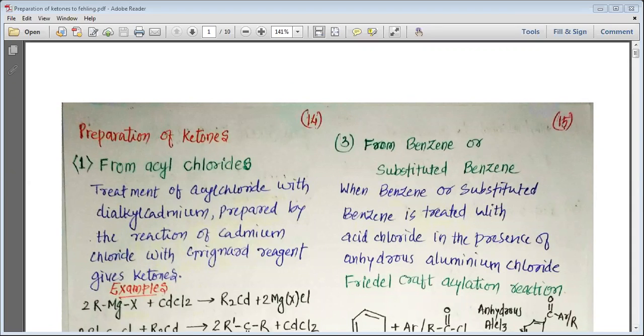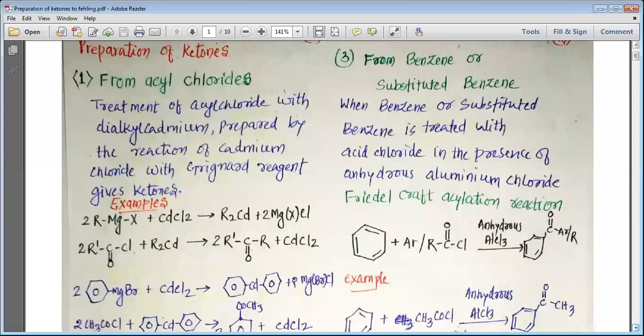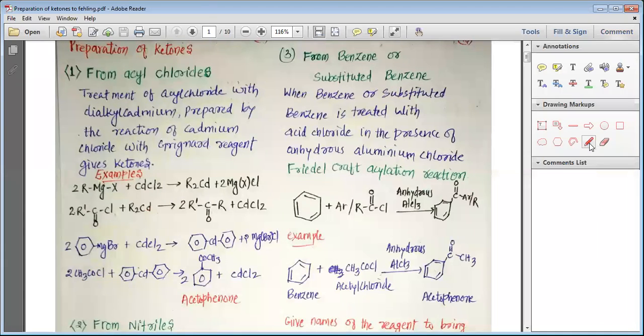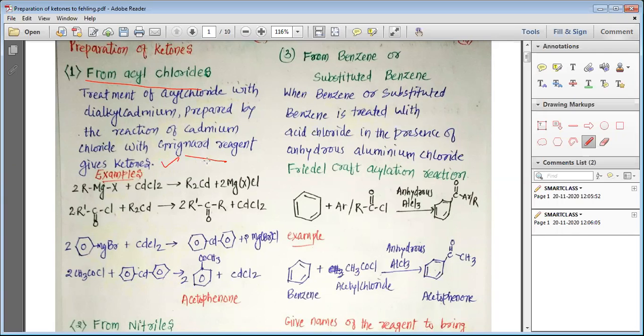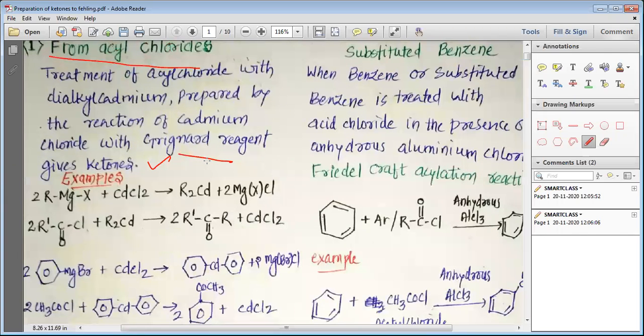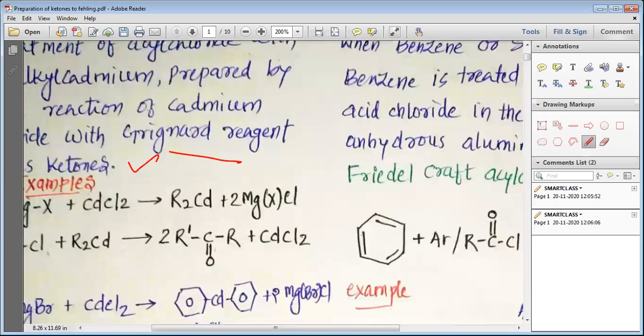We can prepare the various ketones by various reactions. First, we should look at the preparation of ketones from the acyl chlorides. So let's see how ketones can be prepared from the acyl chlorides, my dear students. The treatment of acyl chloride with dialkyl cadmium, prepared by the reaction of cadmium chloride with Grignard reagent, gives us ketone. So let's have a look at this particular reaction, dear students.